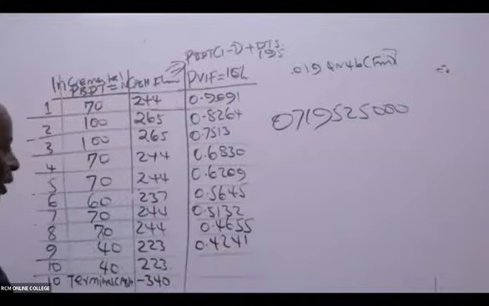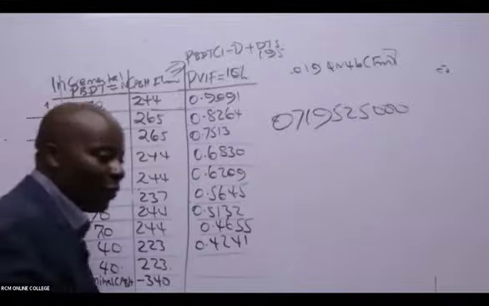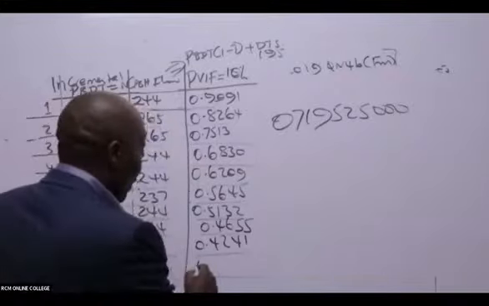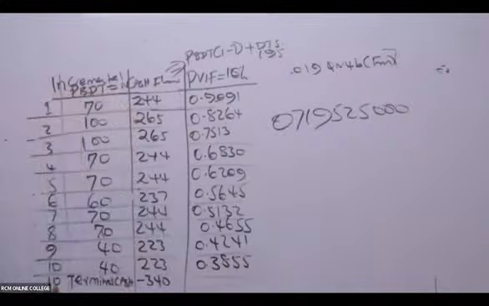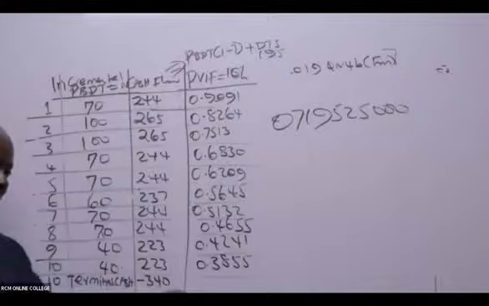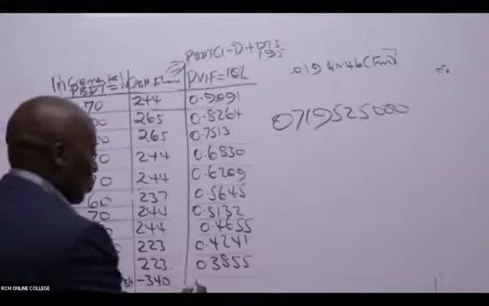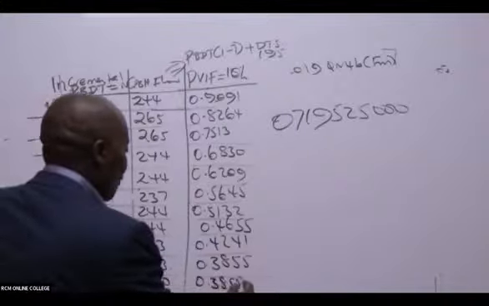And then we go to the 10th year. The 10th year, what do we have? 0.3855. So then what do you think of this terminal cash flow? Which figure should I use here? It is called the detour. As above, you drop down 0.3855 like that.